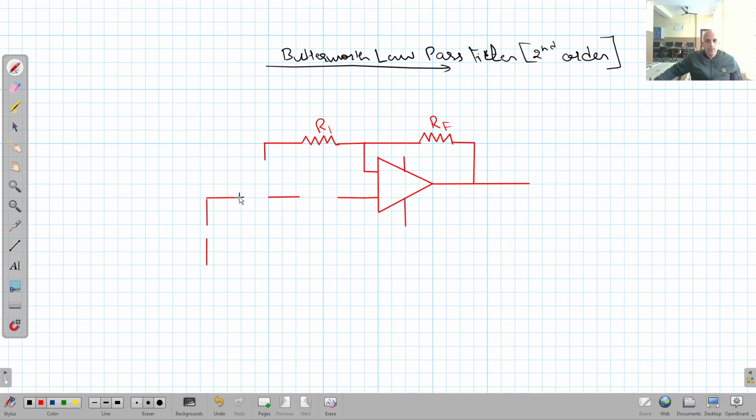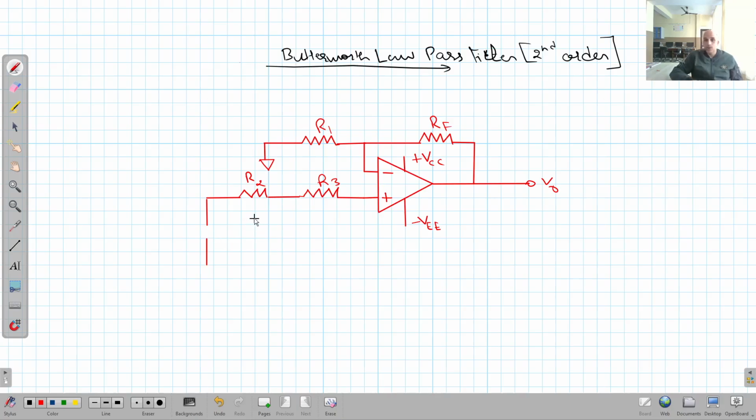This is R3. This is R2. This is virtual ground, right? This is negative, this is positive. It means this is non-inverting terminal, this is inverting terminal, plus VCC minus VEE. Clear? This is for V out.